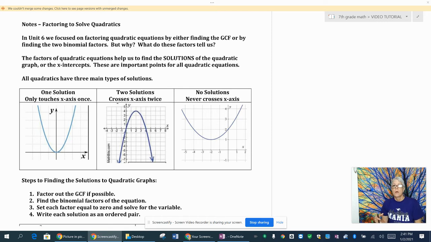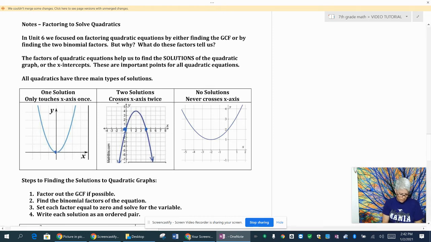Now, there can be three different possibilities when finding solutions for quadratic equations. One could be that you have two solutions, because if you have a parabola and it crosses over the x-axis, it can cross over two times. In fact, if you look at this middle picture, you can see these two solutions would be where it crosses over.